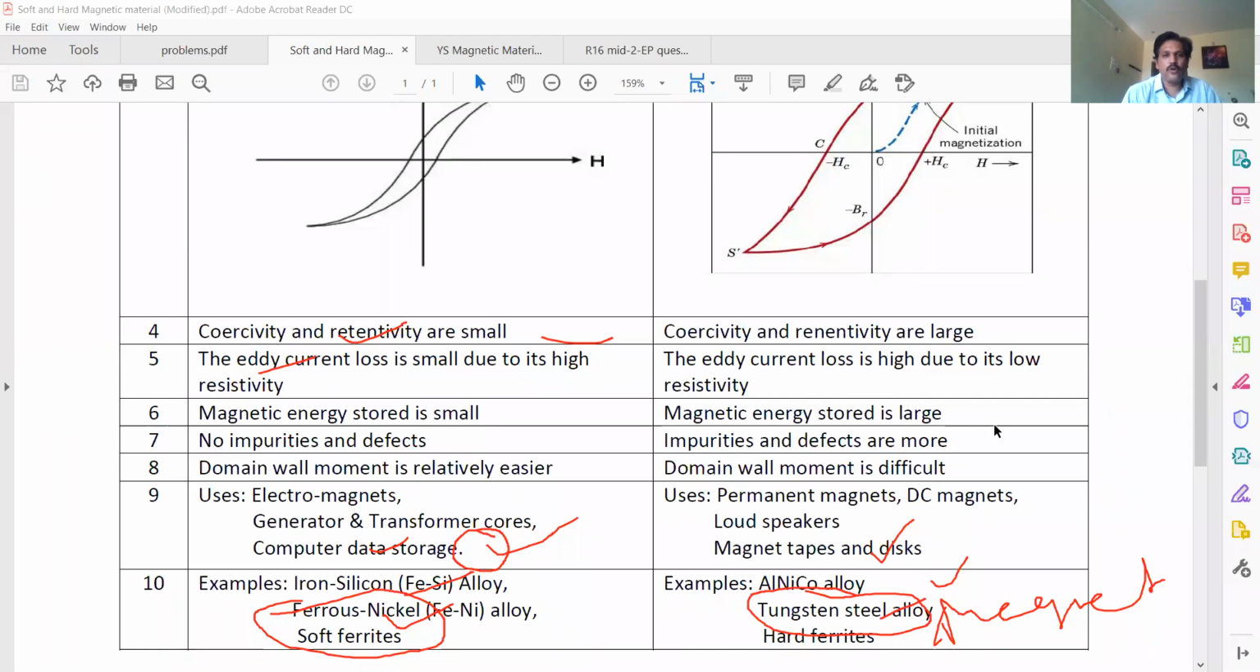Magnetic energy stored is small, large. No impurities and defects, impurity defects are more. Domain wall movement is easier, difficult. Electromagnets, permanent magnets. A simple way to remember: soft is electromagnets, hard is permanent. Electromagnets use soft iron. Permanent magnets use alnico, the best material for making permanent magnets. Soft ferrites, hard ferrites.